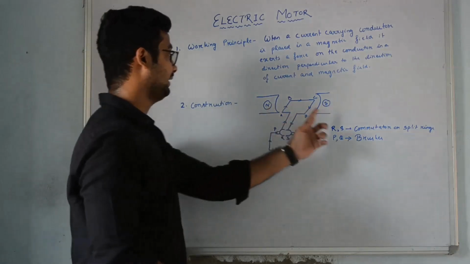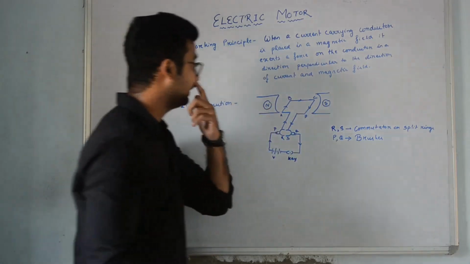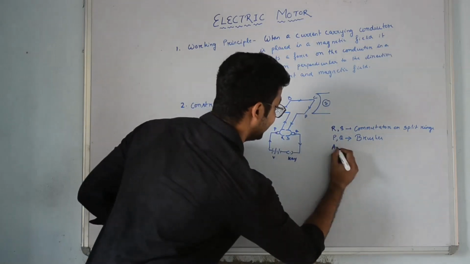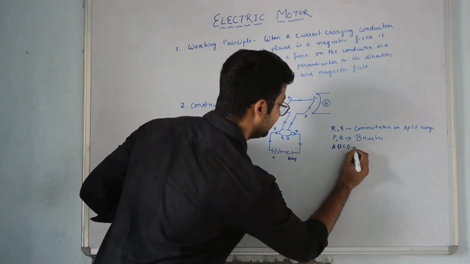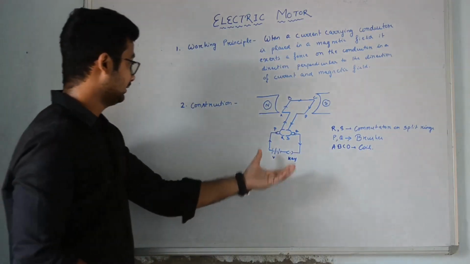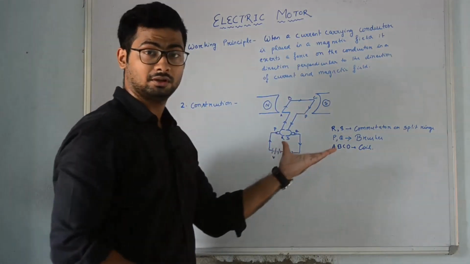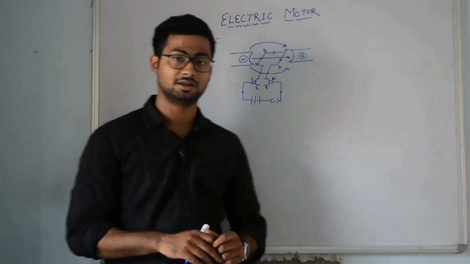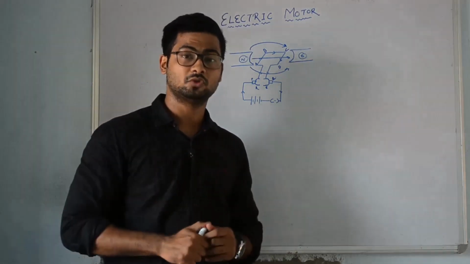Now this N and S are the poles of a magnet, and sorry, I forgot to mention A, B, C, D is the coil. Okay, so this is basically the structure of an electric motor. Now we will understand how an electric motor works.